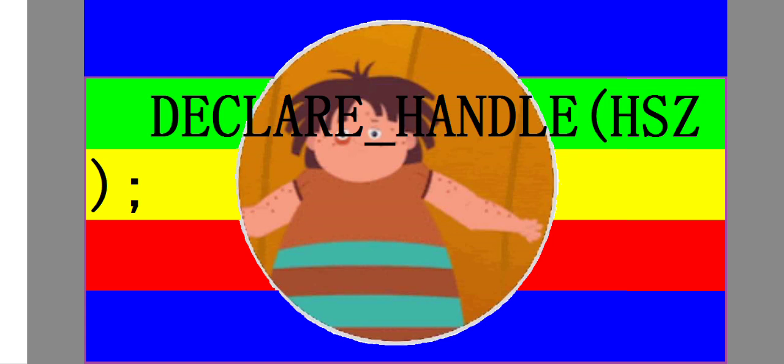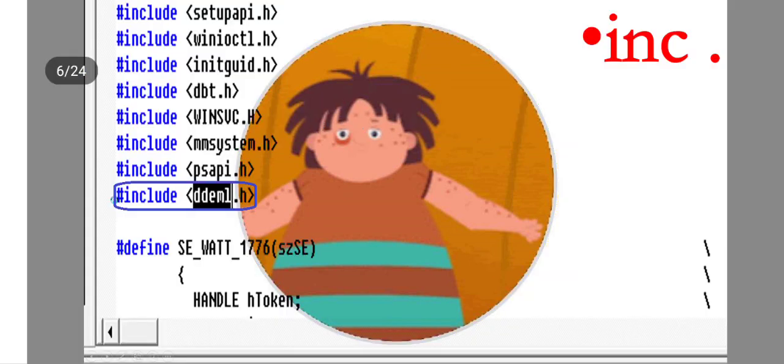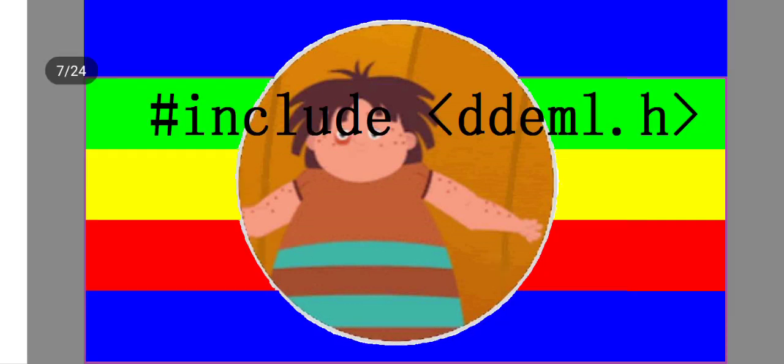Here, the system defines HSZ as a handle. So we include this header file: include DDEML.H.